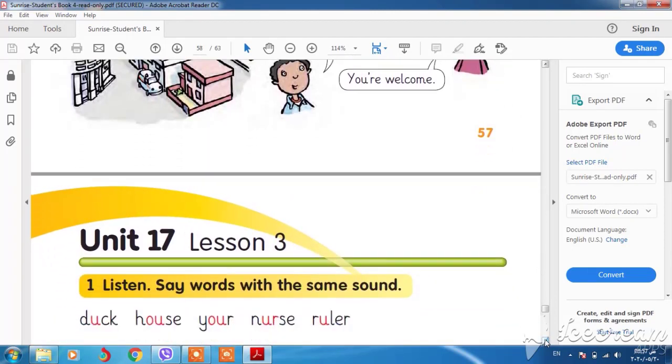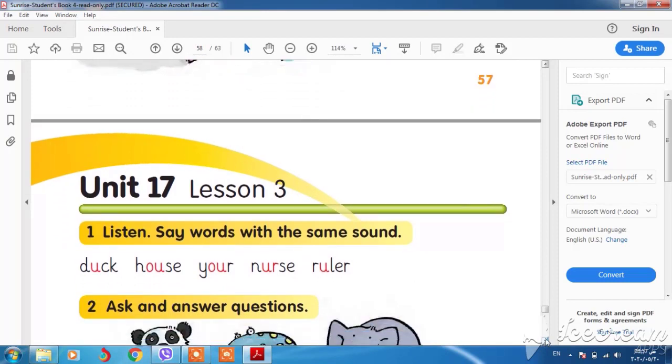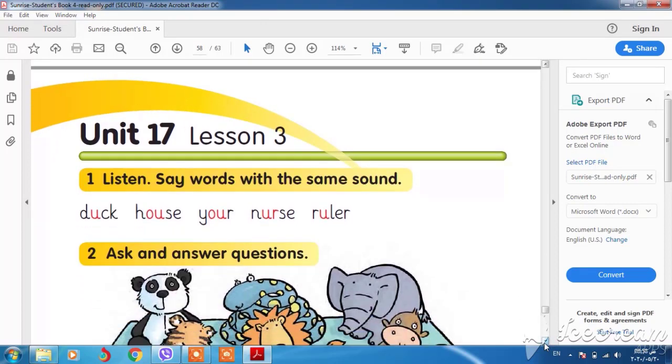Also we have the sound U. We have duck like jug or young. We have house like mouth or mouse. You have your, it means for example, for nurse we have Thursday. Ruler, we have Tuesday or you.